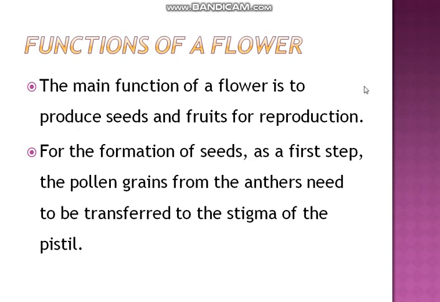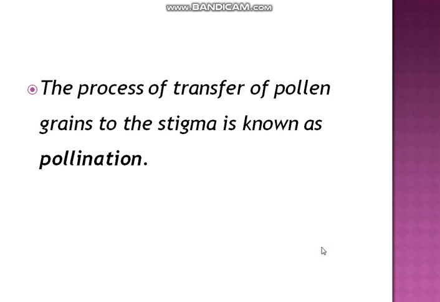The main function of a flower is to produce seed and fruit for reproduction. For the formation of seed, as the first step, pollen grains from the anther need to be transferred to the stigma of the pistil. The process of transfer of pollen grains to the stigma is known as pollination.